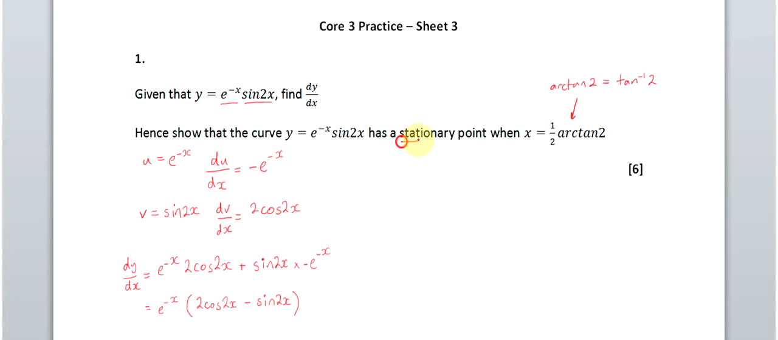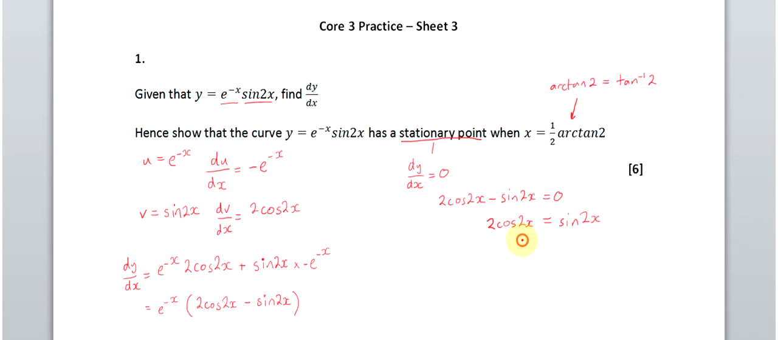So, stationary point. So that's when dy by dx equals 0. And if we look at dy by dx, then we know that the e part of it can't equal 0, but this bit can. So it's when 2 cos of 2x minus sine of 2x equals 0. And hopefully you can see that we're going to get a tan out of this fairly straightforward. We're going to add the sine 2x over, so that leaves us with 2 cos 2x equals sine of 2x.